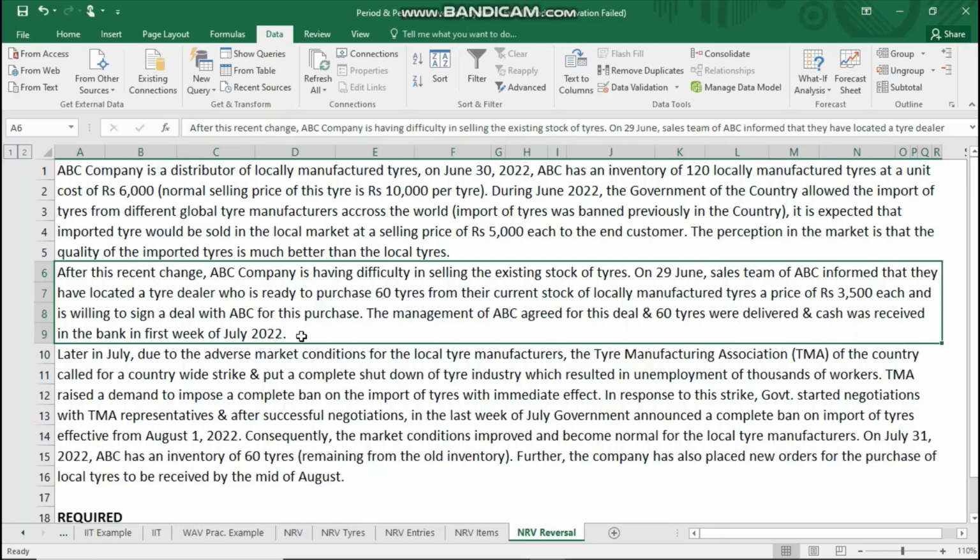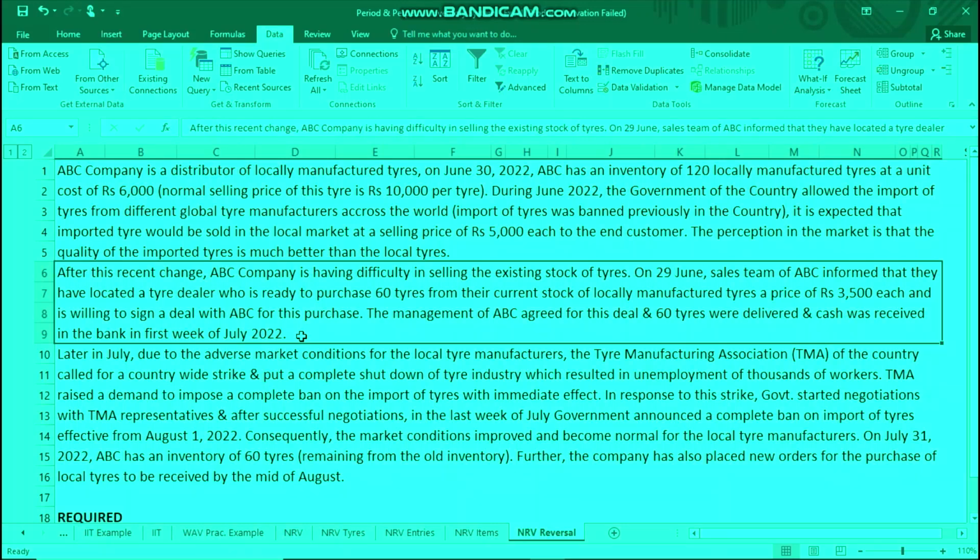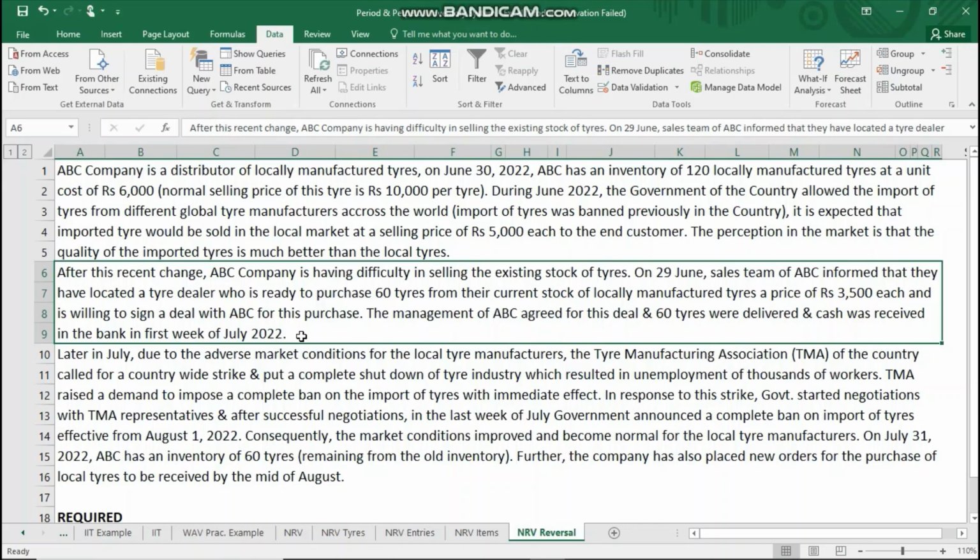Okay, so they have sold half of their inventory of tires, which are like 60 tires. They delivered them to the dealer they were talking to, and cash is also received in the bank during the first week of July. So this deal is done. Now, initially they have 120 tires, 60 were sold during the first week of July.